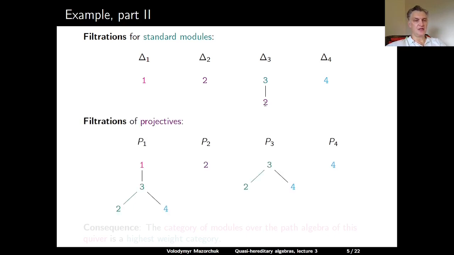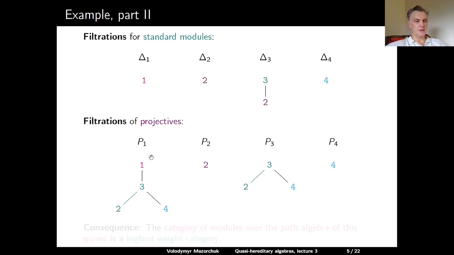And finally, let us check the filtrations of projectives. So P4 is just delta 4, we know that. For P4, everything is great. P3, it's a module with 3 on top and 2 and 4 in the socle. So 4 is just our delta 4, and then 3, 2 is our delta 3. So P3 has a filtration whose subquotients are deltas. P2 is simple, it coincides with its delta, there is nothing to check.